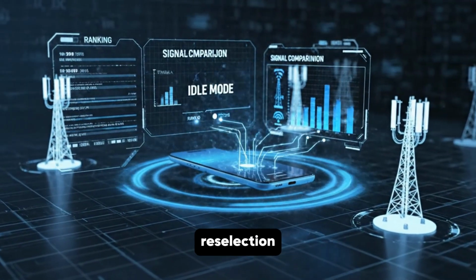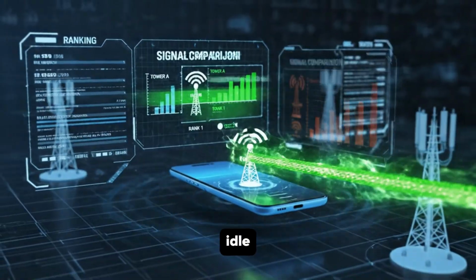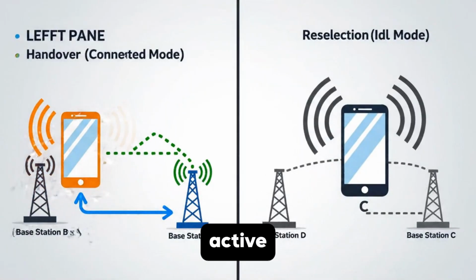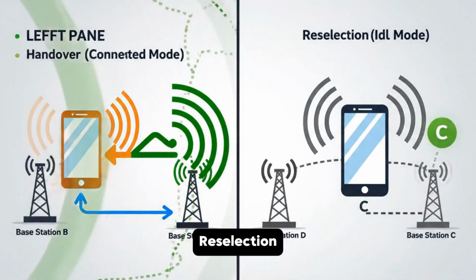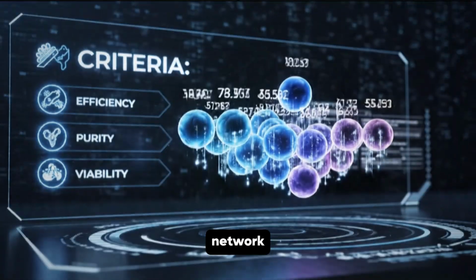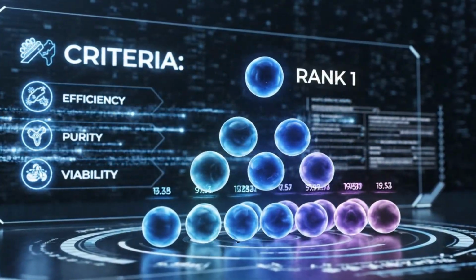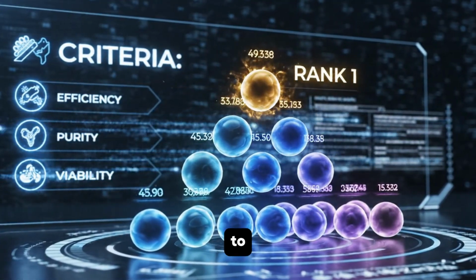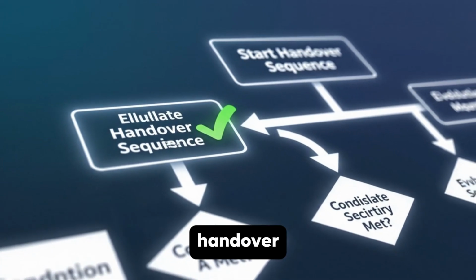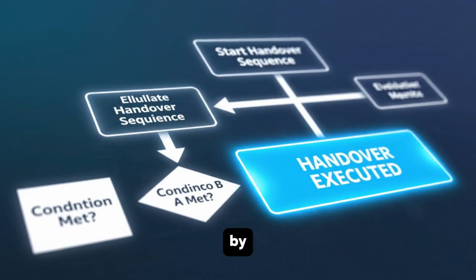Cell reselection works similarly to handover, but applies when your phone is in idle mode without active calls. While handover maintains active connections, cell reselection prepares your phone to receive calls from the best cell. The network ranks all available cells based on signal quality, priority, and load to select the best option. All these parameters work together in the handover algorithm to make intelligent decisions millisecond by millisecond.